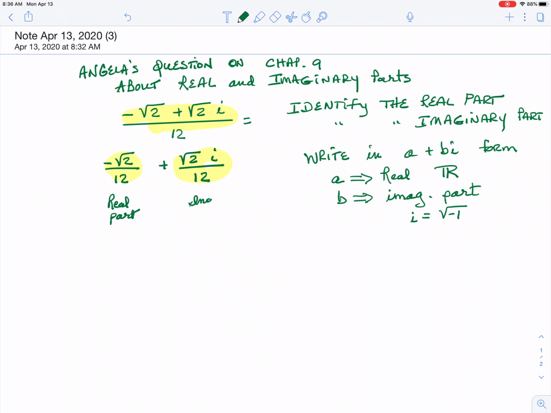Now you've got to be careful here, because you do not want to include the I when you answer the question. You only want to include the numeric part. So if it says, what is the real part? You would answer negative square root of 2 over 12. If asked, what is the imaginary part? You would only answer with the numeric portion, square root of 2 over 12.